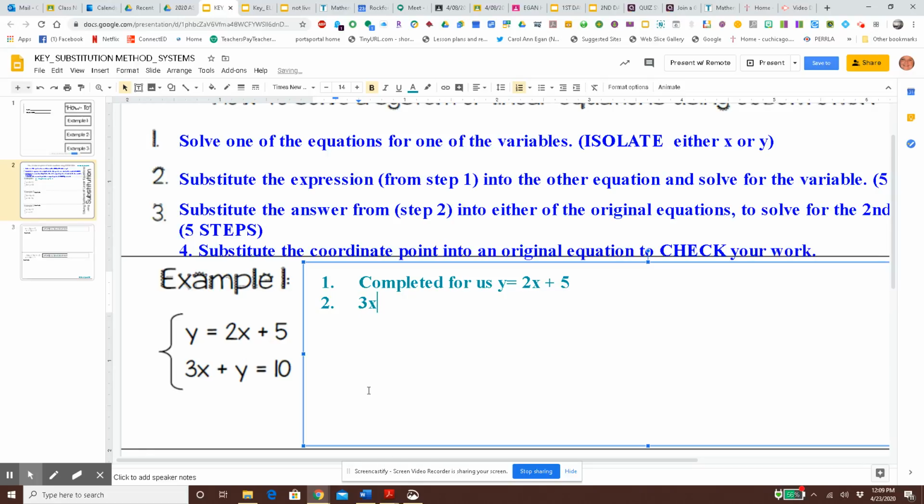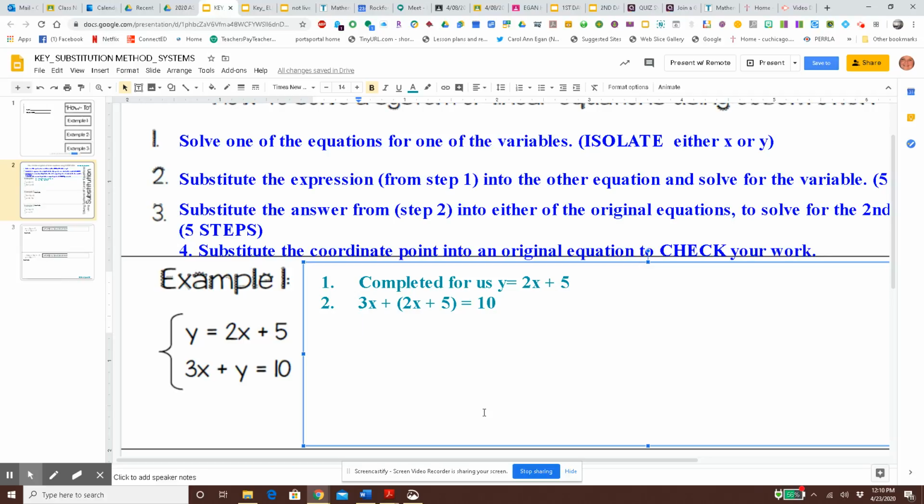So I'm still going to have 3x. Still going to have the plus sign. And now instead of the y, I'm going to put in 2x plus 5. And that's still going to equal 10. So if I told you that the value of y was 2, you'd be able to put a 2 in there for the y. But the value is actually 2x plus 5, so I got to put that whole piece in there for the y. Now I have an equation that I can solve. I can solve this for x, which is what I'm going to continue to do in step 2.